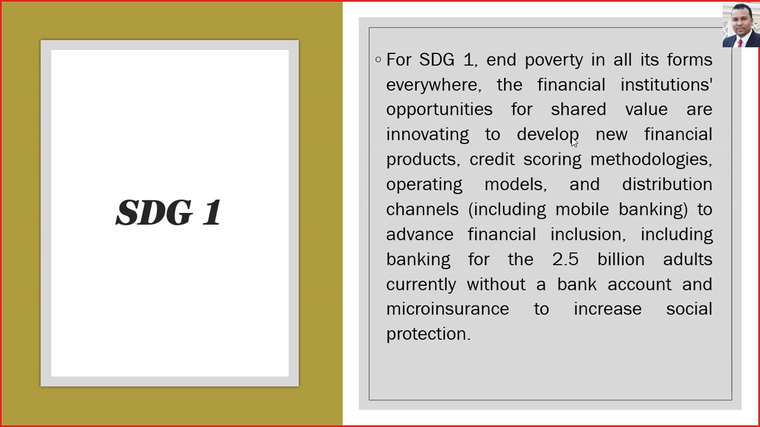And the main challenge for sustainable development goal number one, what can the financial institution do to solve this problem? This problem is the unbanked adults globally: there are 2.5 billion adults currently without a bank account. So if you want to create access and expand financial inclusion, you need to decrease the 2.5 billion to lower than 2.5 billion adults globally. And the last for SDG number one, we talk about microinsurance for social protection, to create the social dimension.